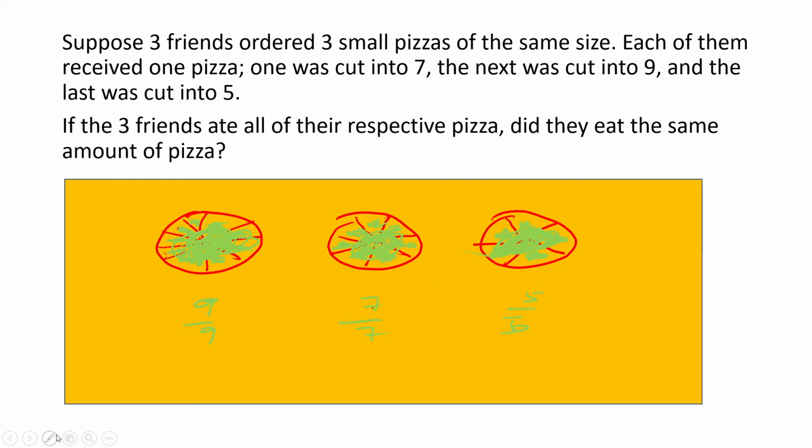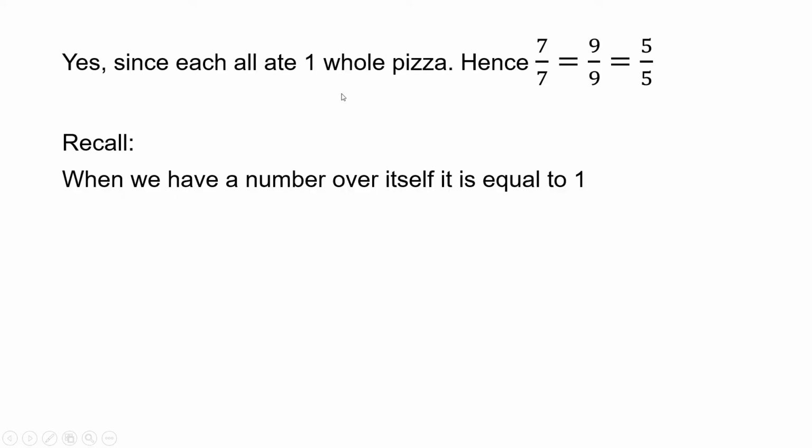Essentially, 9 over 9, 7 over 7, and 5 over 5 are equivalent because they represent the same thing. Recall, when we have a number over itself, they are all equal to 1. So 7 over 7 equals 1, 9 over 9 equals 1, and 5 over 5 equals 1.